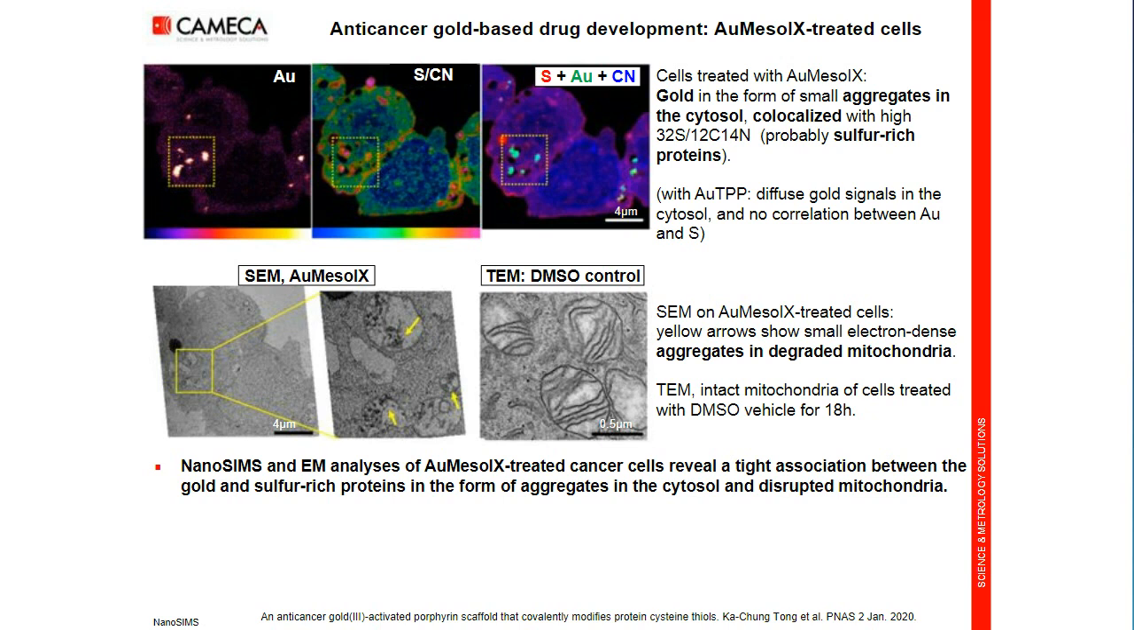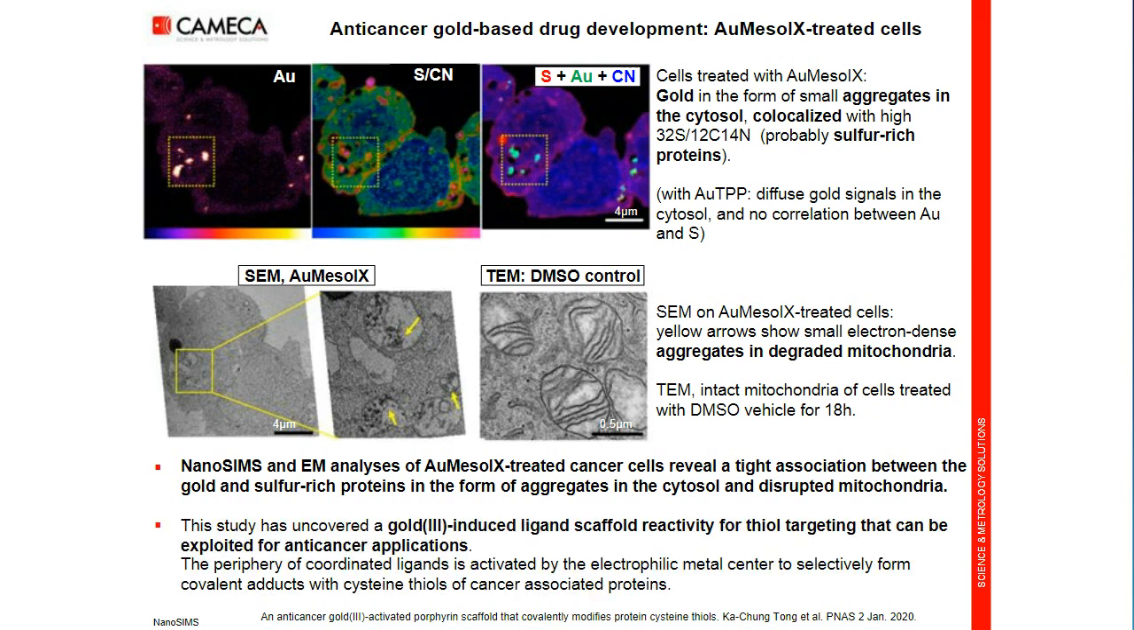So this study has uncovered a gold-3 induced ligand scaffold reactivity for thiol targeting that can be exploited for anti-cancer applications. So the mechanism: the periphery of coordinated ligands is activated by the electrophilic metal center to selectively form covalent adducts with cysteine thiols of cancer-associated proteins.